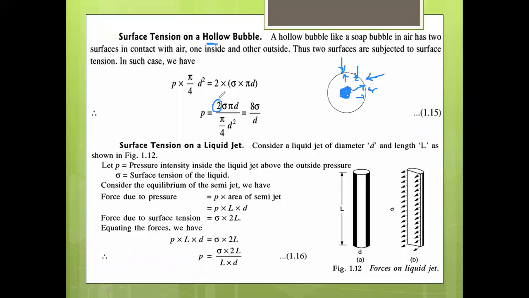Okay, it will act twice there. Because of that, if you see the formula for the liquid droplet and the hollow bubble, you will observe it has increased by twice. For the liquid droplet, the formula is P equal to 4 sigma divided by D, and for the hollow bubble, it has multiplied by twice, because there are two surfaces, inside and outside. So the formula will be P equal to 8 sigma divided by D. In this way you can remember this formula.